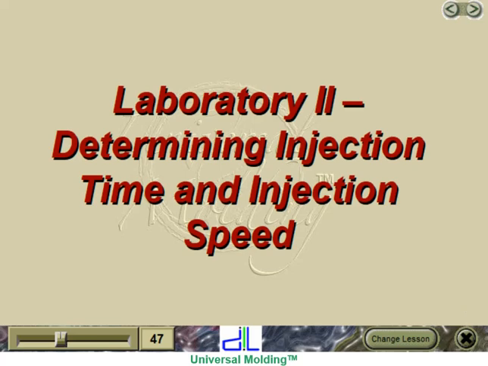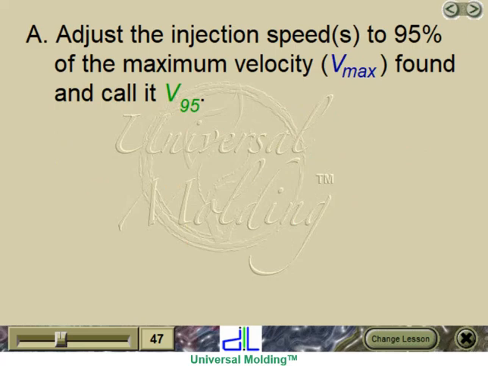Laboratory 2. Determining the injection time and injection speed. A. Adjust the injection speed or speeds to 95% of the maximum velocity, or Vmax, found, and call it V95. V95 equals 0.95 times Vmax.